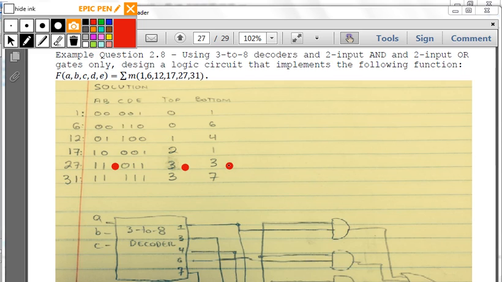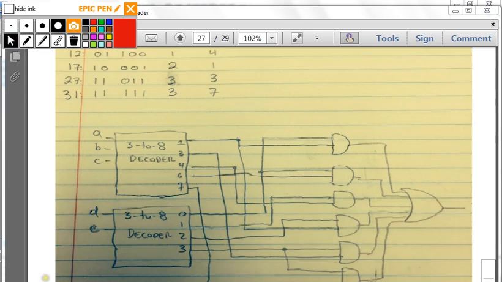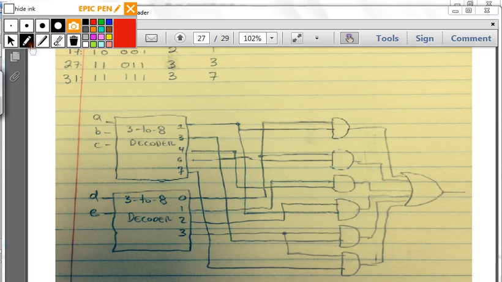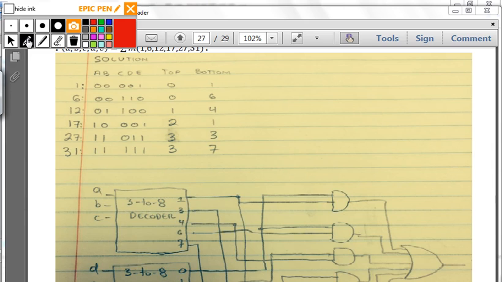So now that you have it broken into the decoders, you just do AND gates. Did you break it up like that because we knew that we would be using that 2-input AND gate? Bingo. Exactly right.